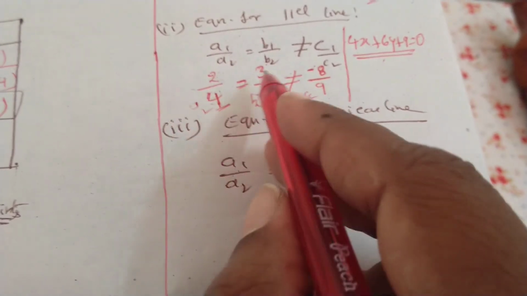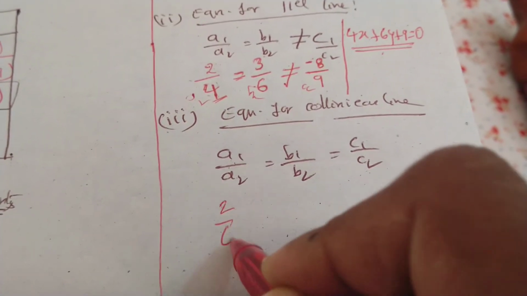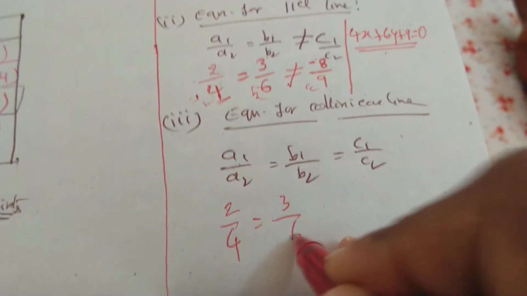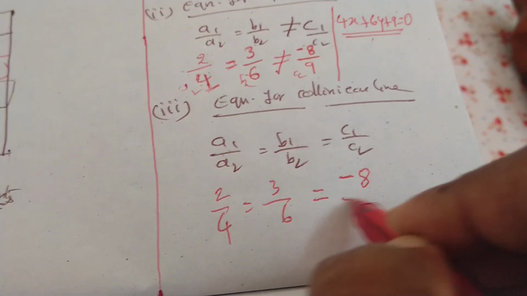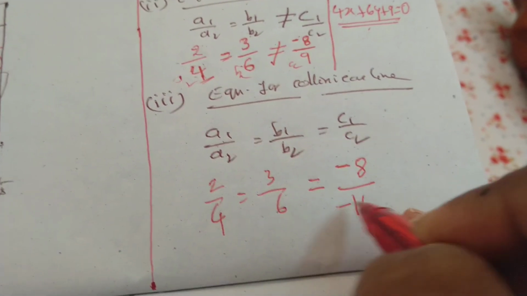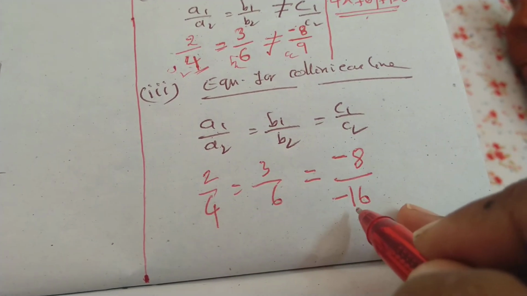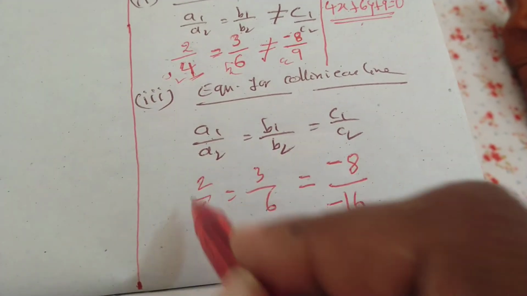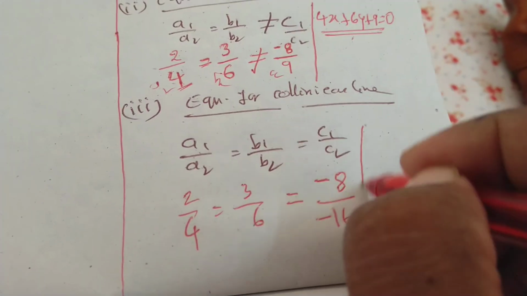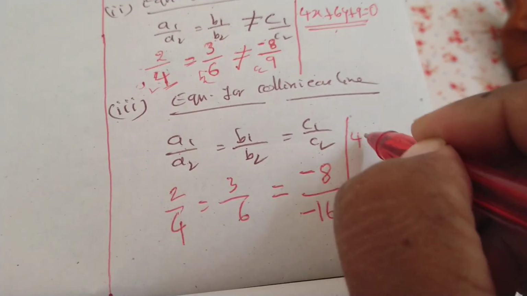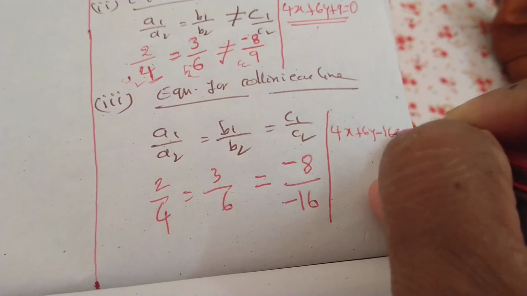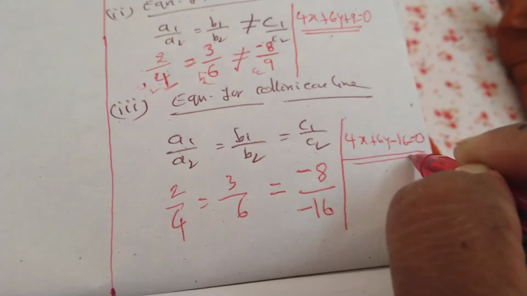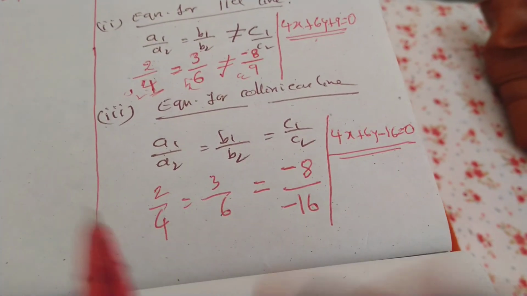Okay, now the equation for the collinear line. So now I'll take the same, it will be easy for you to compare. Now 2 by 4 is equal to 3 by 6. Now my condition is it should be equal. Minus 8 absolutely must be equal to minus 16, in order to get the ratio 1 by 2. This is also 1 by 2. So now what is the equation? Now my equation is 4x plus 6y minus 16 is equal to 0, which is the one that is collinear to the given equation. Clear, children?